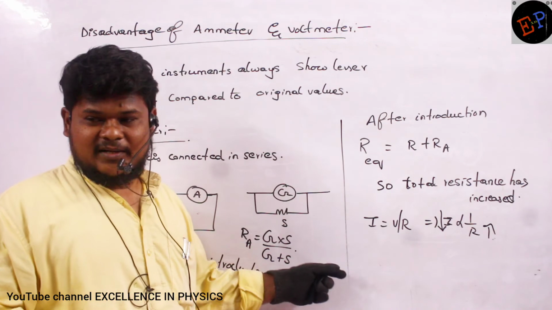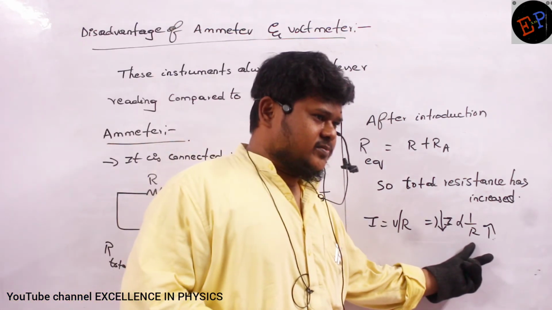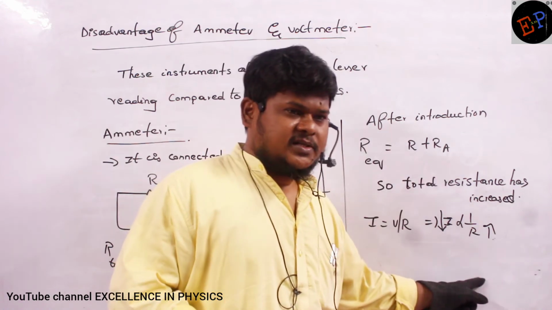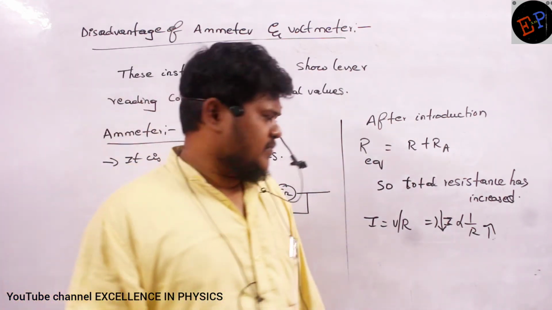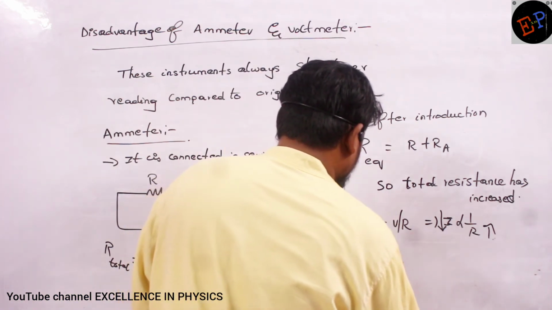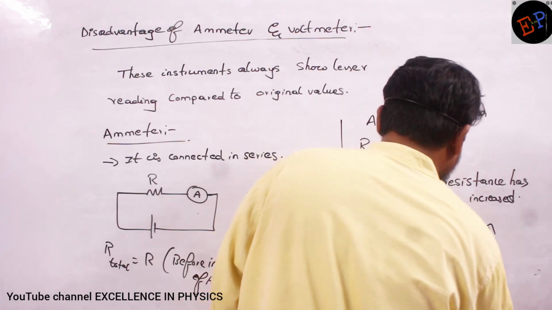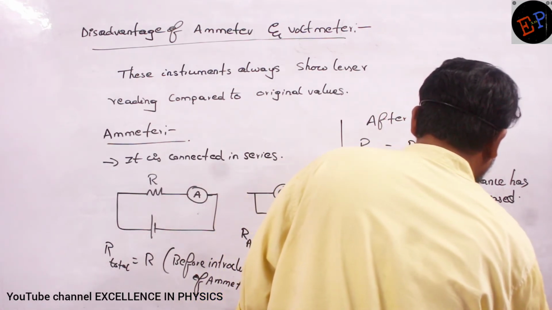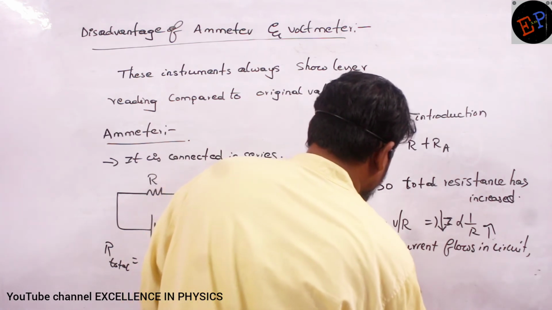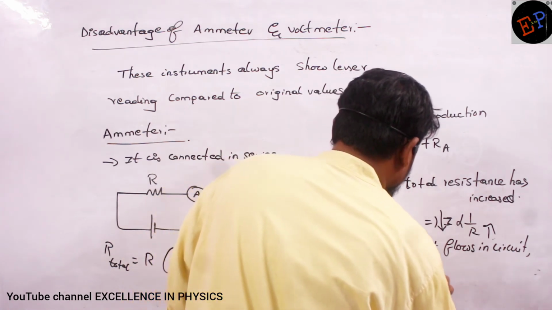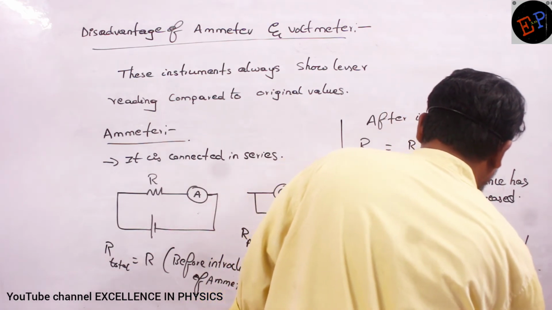What happened to remaining current? It reduced because of increased resistance. So ammeter always measures lesser current when compared to original current. Are you able to understand? So therefore, less current flows in the circuit, and ammeter measures reduced current.